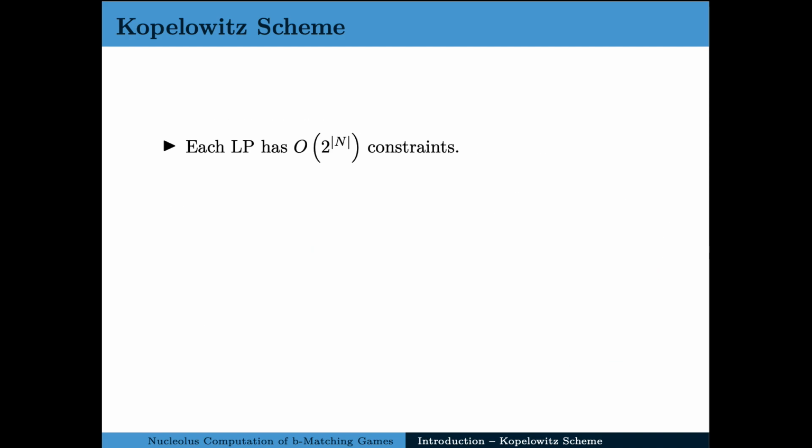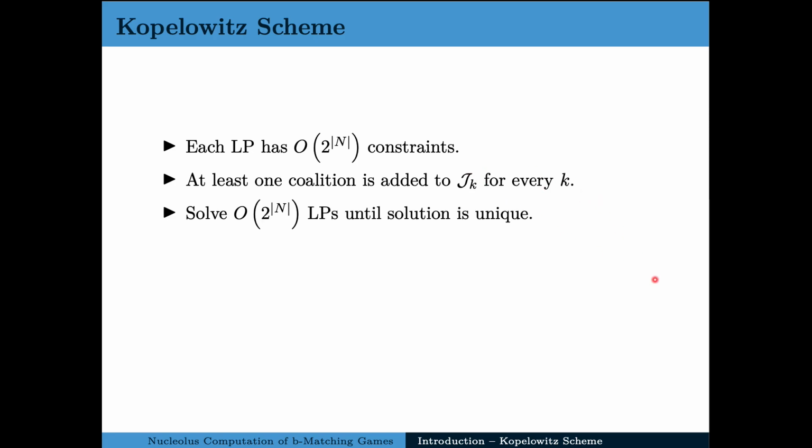Now, each LP has an exponential number of constraints. However, at least one coalition is added to J_k for every k. So in the worst case, we solve an exponential number of LPs in this scheme until the solution is unique. So even though the Kopelowitz scheme is not efficient, in the sense that it doesn't terminate in polynomial time, we can still use it to characterize the nucleolus.